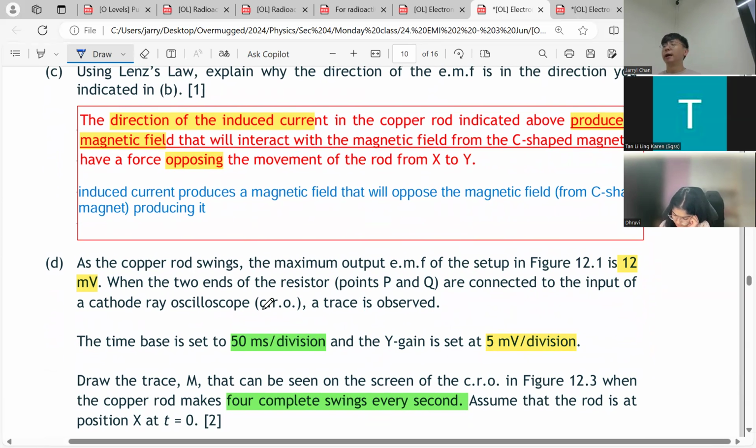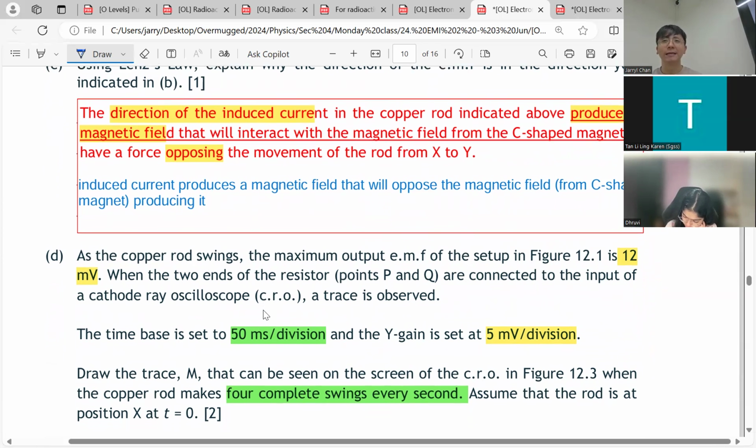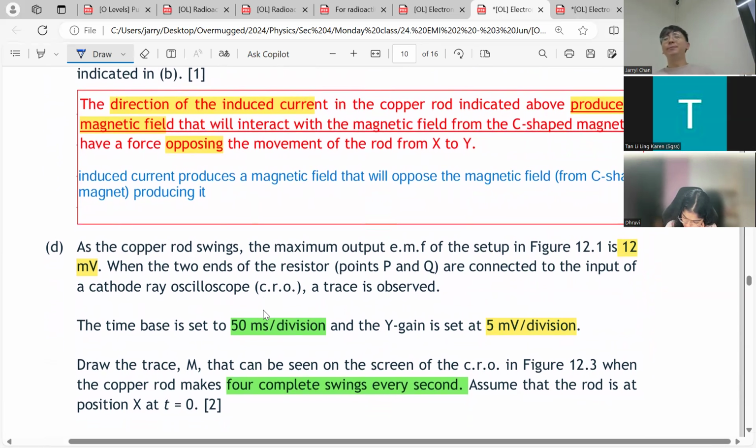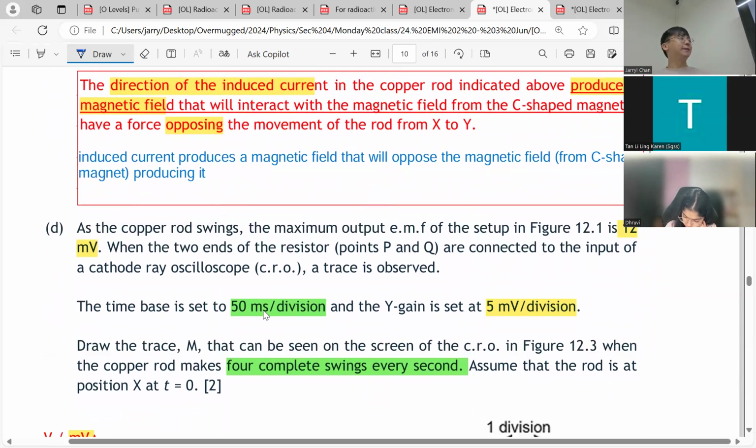Okay, next CRO. I'm connecting a CRO to see the output voltage. The maximum output they told us is 12 millivolts. Time base is 15 milliseconds per division. Y gain is 5 millivolts per division.